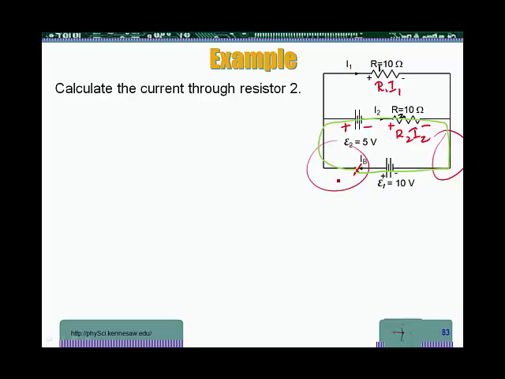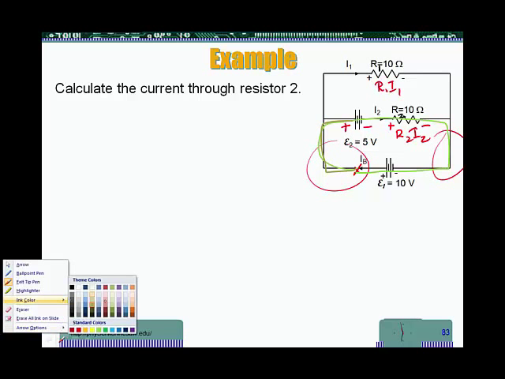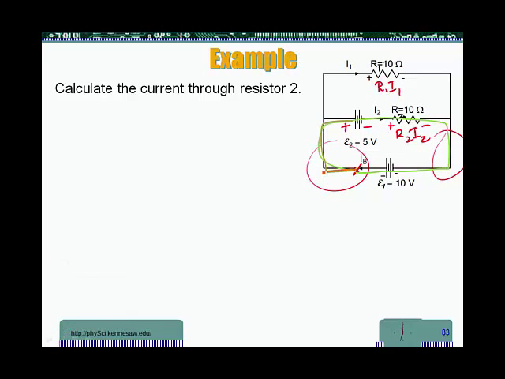Okay, now starting here. Let me choose another color so it's more obvious. So starting here, first thing I meet is the positive of E2, so we have a voltage drop, so it's going to be minus E2. And then from here I meet the positive of R2, so that's going to be minus R2 I2. And then here I meet the minus of E1, and so it's going to be plus E1. And then I'm back where I started, so this is 0.